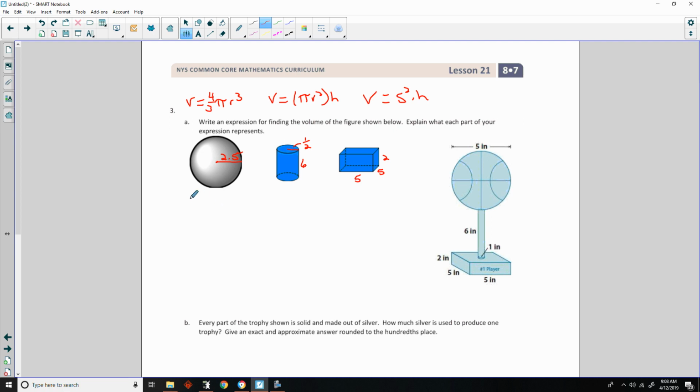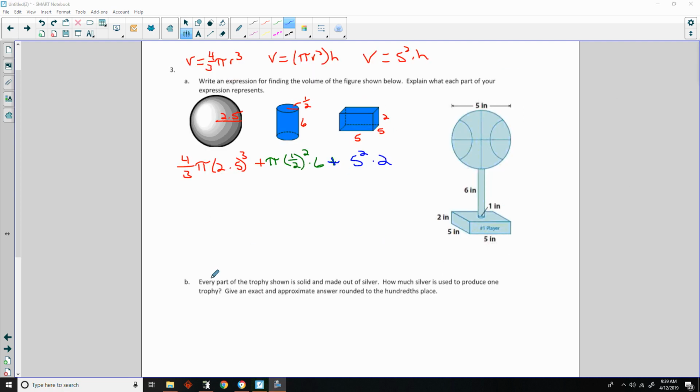And so my expression for this is going to be 4/3 pi 2.5 cubed, plus the volume of this, which is pi times 1/2 squared times the height, 6, plus, let me do these in different colors, plus x squared times height. Okay, so there is our expression: 4/3 pi times 2.5 cubed plus pi times 1/2 squared times 6 plus 5 squared times 2.